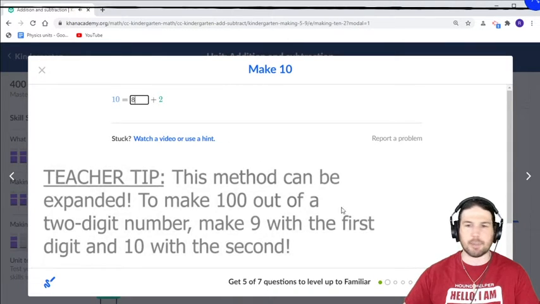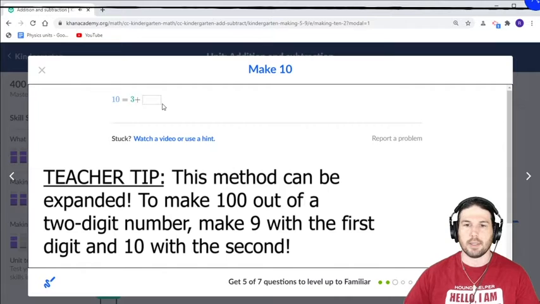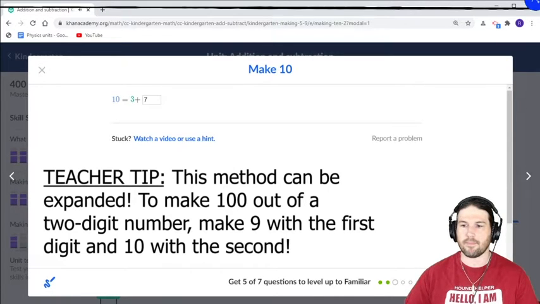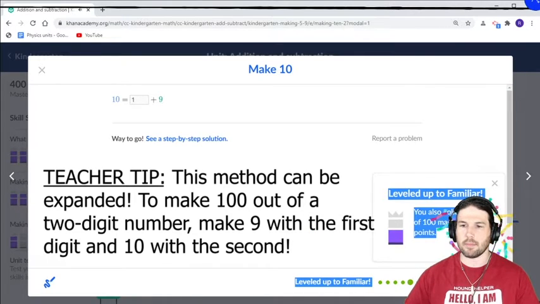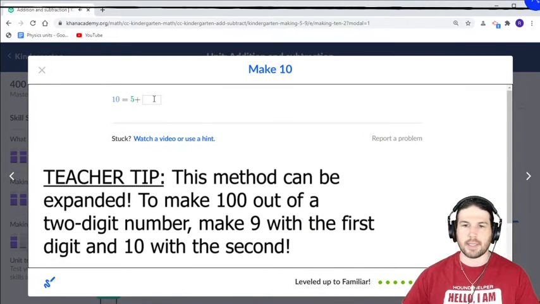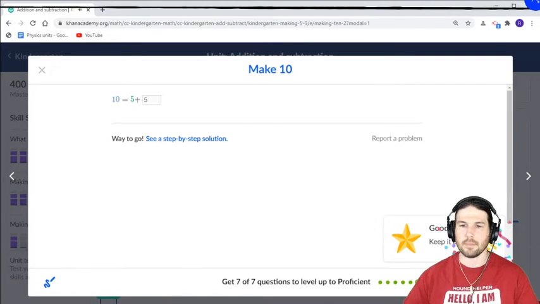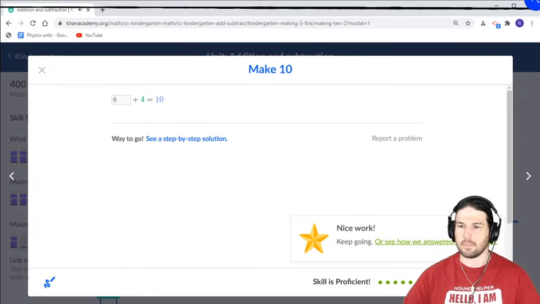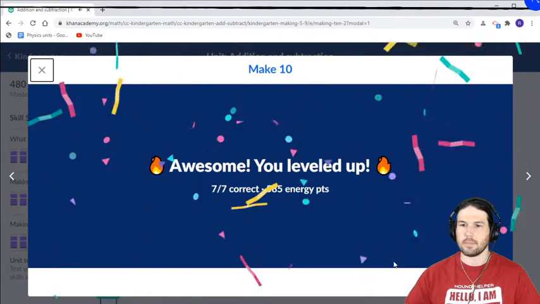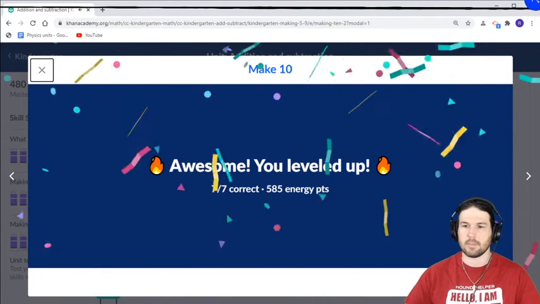So 10 is 8 plus 2. 10 is 3 plus 7. 10 is 6 plus 4. 10 is 1 plus 9. 10 is 5 plus 5. 10 is 6 plus 4. Awesome.